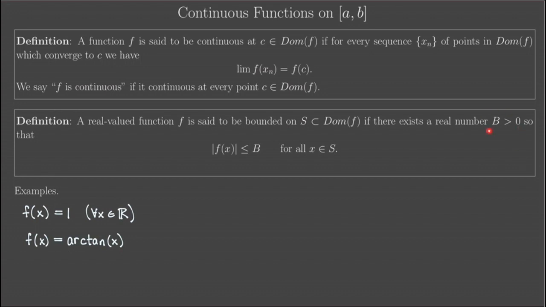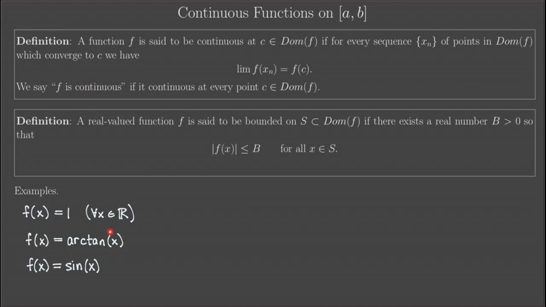So for the number capital B you could say capital B equals pi over 2. That would satisfy the definition of boundedness for the arctan function, or you could let B be 100. So your number choice B here doesn't have to be like the best bound. You could pick really any B that satisfies this definition. Similar example would be the sine function. This function is bounded by the number 1. It's also bounded by the number 25.